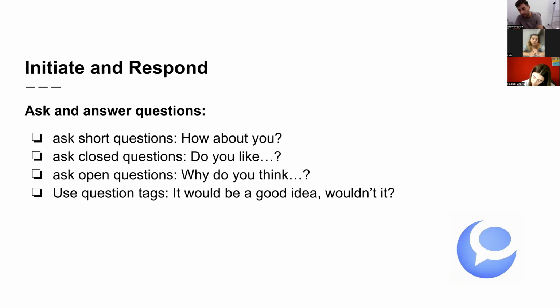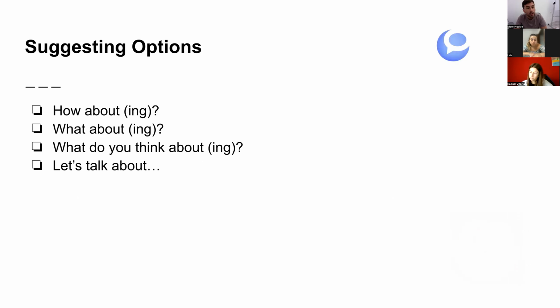Okay? Now, let's look at suggesting. Suggesting is sugerir una de las opciones. Hay que sugerir una de las 5 o 6 opciones que hay para poder hablar las 2 sobre la opción. Podemos utilizar la frase how about, what about, what do you think about, let's talk about. Y es una forma de sugerir la opción.